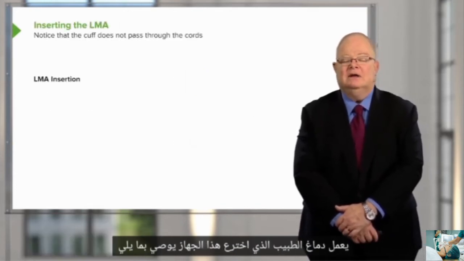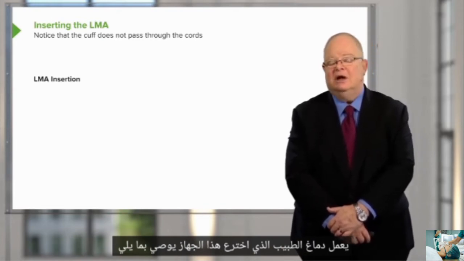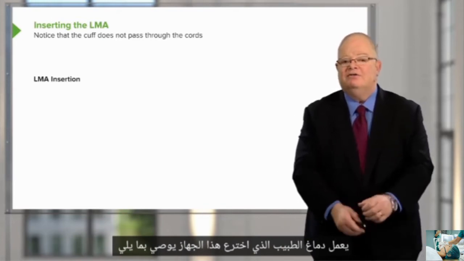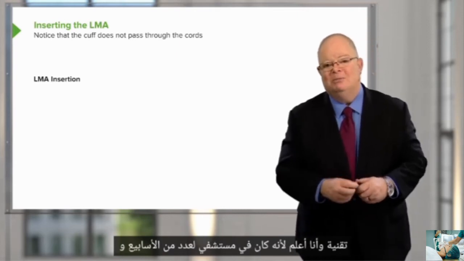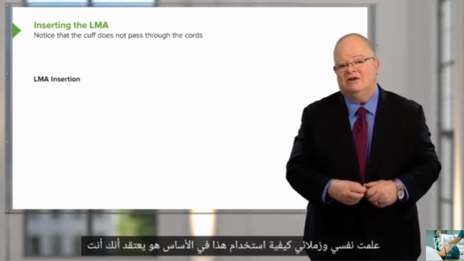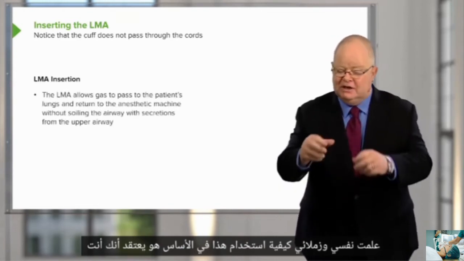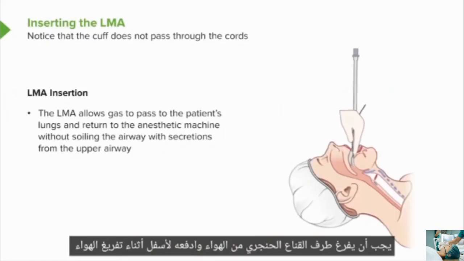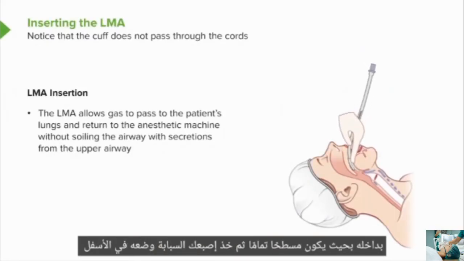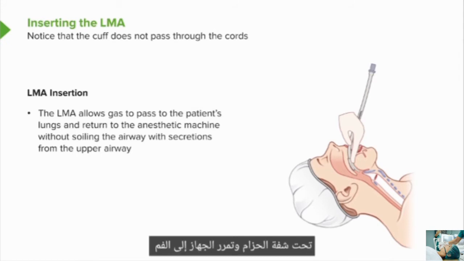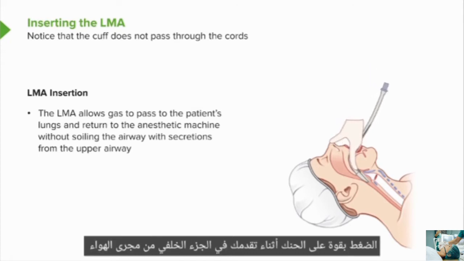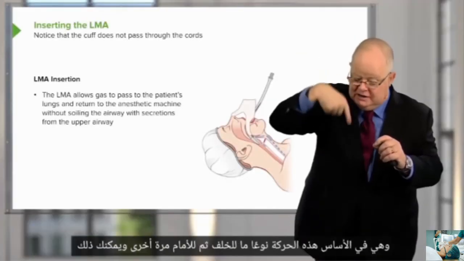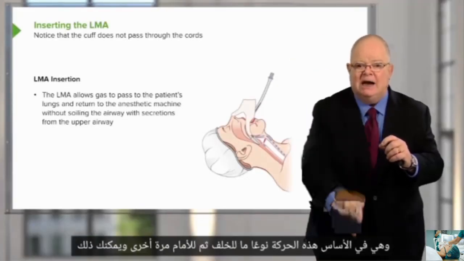This is how it works. Dr. Brain, who invented this device, recommends the following technique, and I know because he was in my hospital for a number of weeks and taught myself and my colleagues how to use this. Basically, he thinks that you should deflate the cuff of the laryngeal mask, push it down while you're deflating it so it's completely flat, and then take your index finger, put it down right under the lip of the cuff, and pass the device into the mouth, putting firm pressure on the palate as you proceed into the back of the airway. And it's basically this motion, kind of back and then forward again.